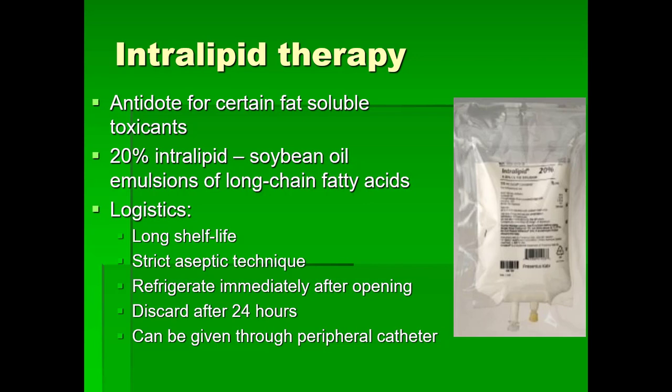As you can see here, it's a 20% emulsion of soybean oil with long-chain fatty acids, which has traditionally been used for parenteral nutrition, not to treat intoxications. It has a very long shelf life, but once you open it, it's prone to bacterial contamination, and therefore should be discarded after 24 hours.